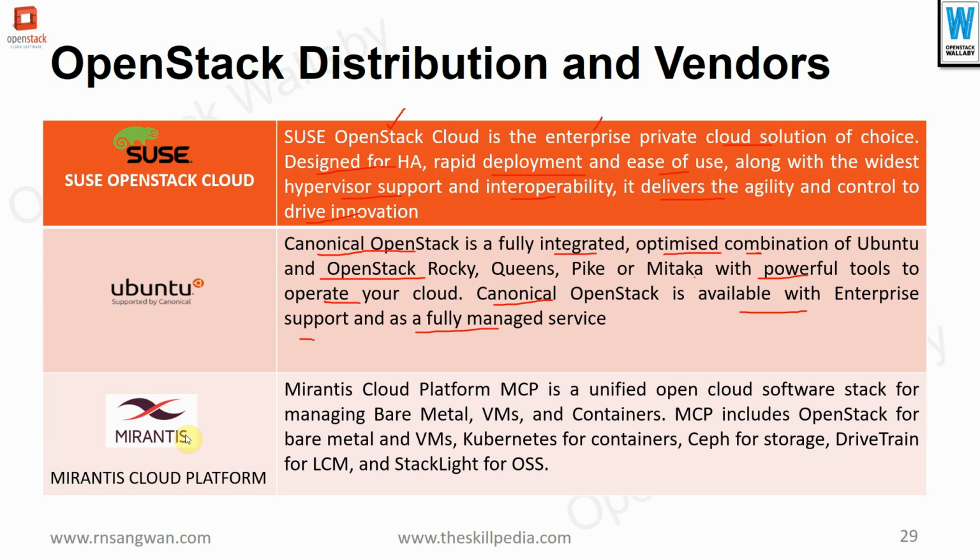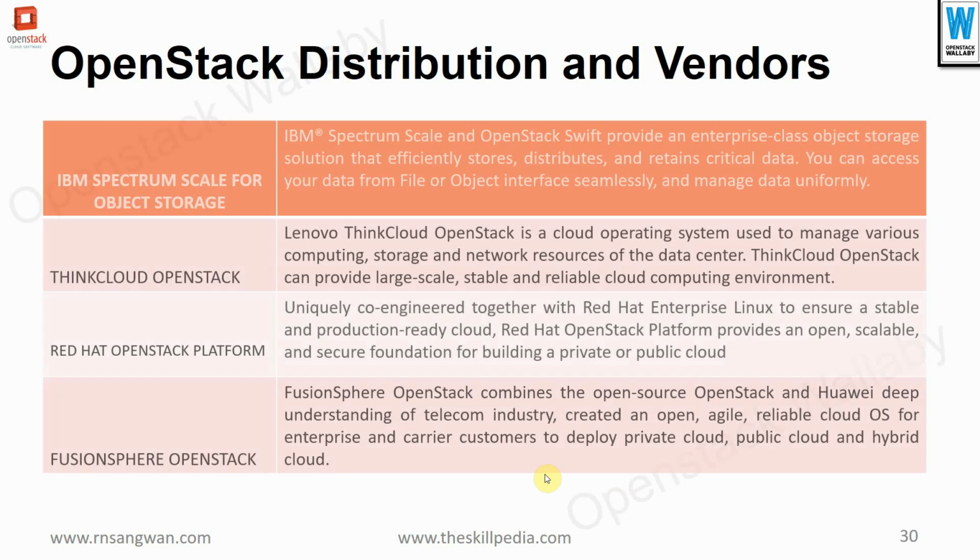Then we have Mirantis Cloud. Mirantis Cloud Platform (MCP) is a unified open cloud software stack for managing bare metal, virtual machines, and containers. MCP includes OpenStack for bare metal and virtual machines, Kubernetes for containers, Ceph for storage, Drivetrain for LCM, and StackLight for open source systems. So these are some of the distributions and vendors.